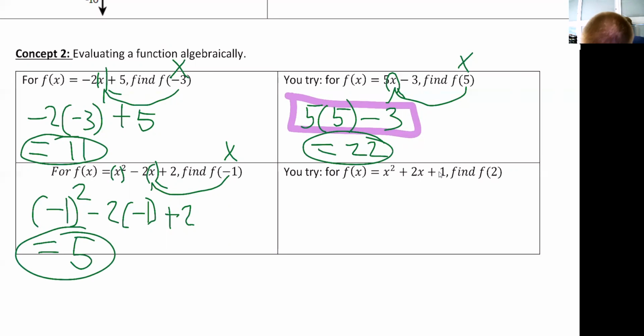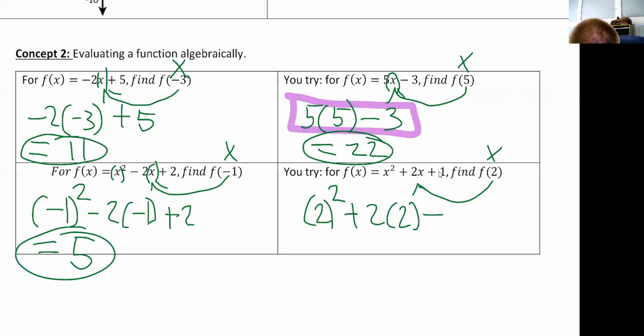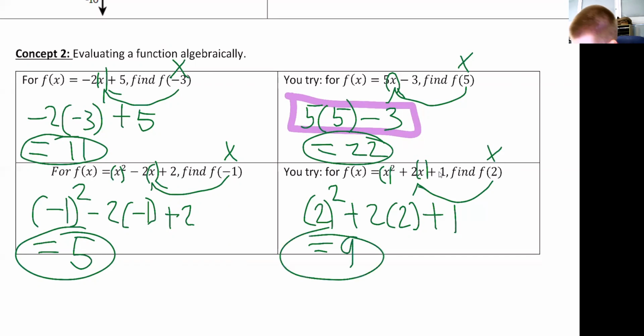And how about you give this second one a try? What if you plug in 2 for x into this function? What are you going to get? All right, so if you gave that a try, you would have 2 squared plus 2 times 2 plus 1. So if you plug this in, or if you work it out mentally, depending on how good you are with your mental math, you should get +9.